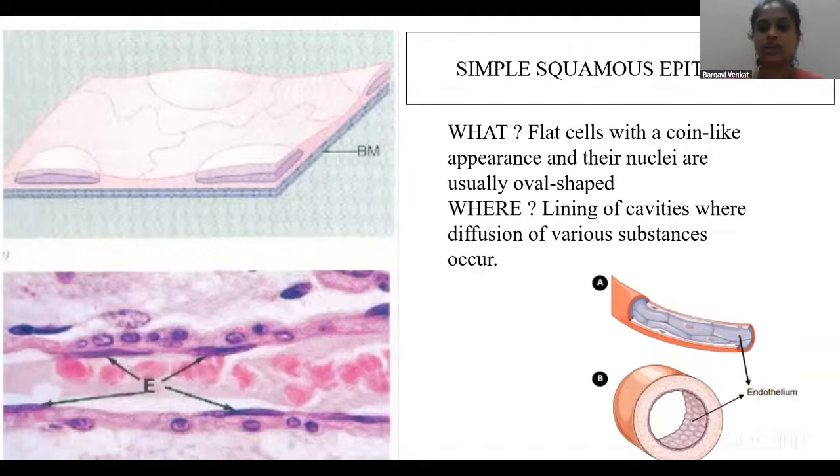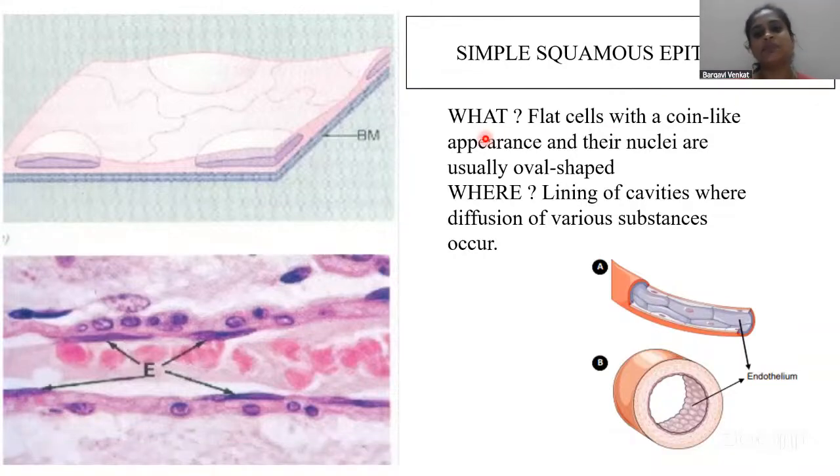Talking about the simple squamous epithelium, what are these? These are flat cells with a coin-like appearance, and their nuclei are usually oval-shaped. See, this is your epithelium. This blue line is your basal lamina. Imagine having connective tissue here. And this is your free surface, because over this you're not going to have anything. This is your basal surface. I said in the initial slide there are two surfaces, free surface and basal surface. So these are they.